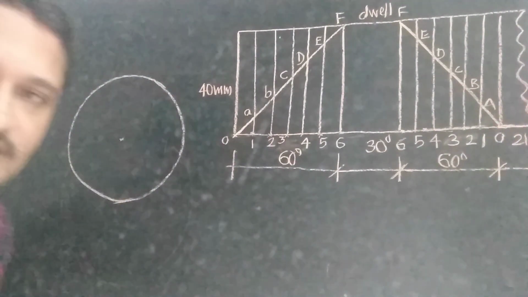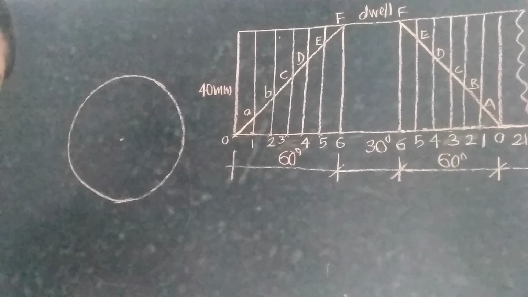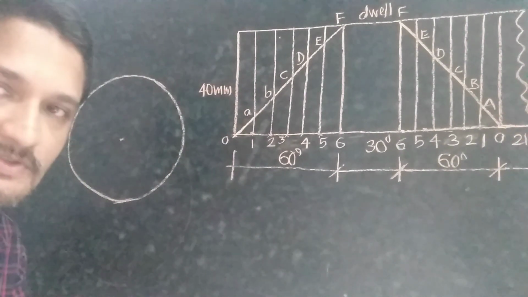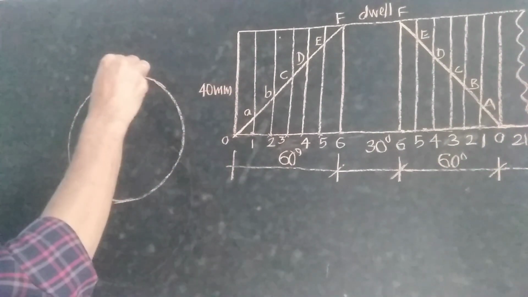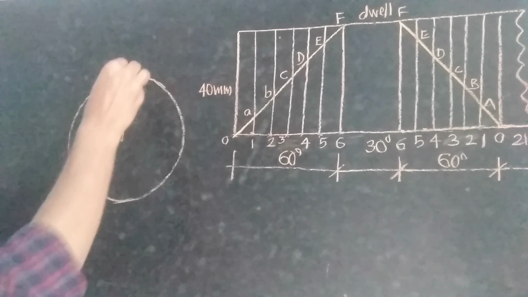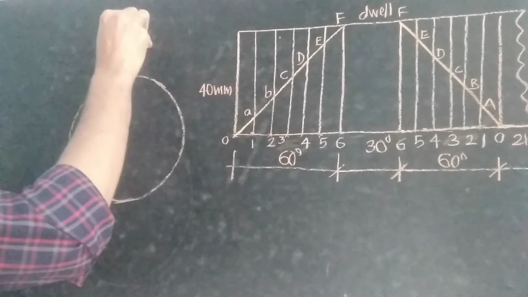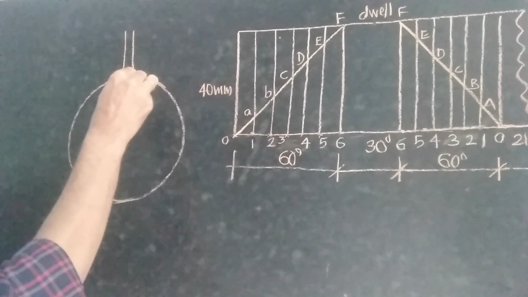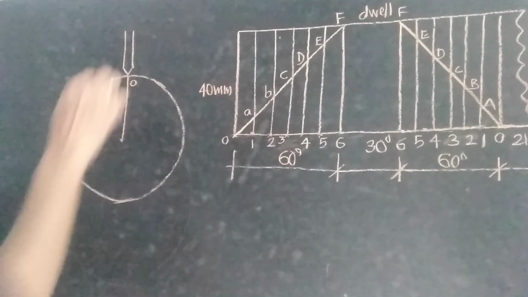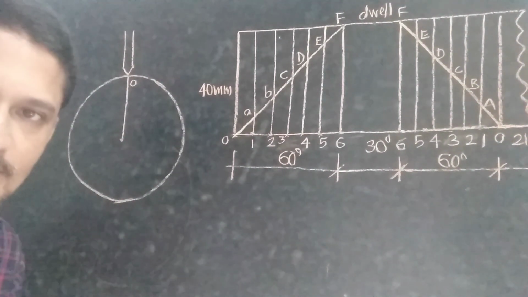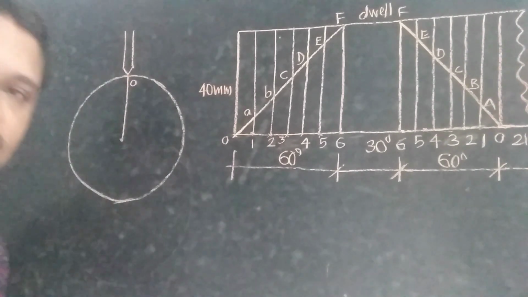Then draw the initial position of the knife edge follower. That must be here. This is the initial position of the knife edge follower. This is the zeroth position, so the cam follower lift is equal to 0 at this particular point.